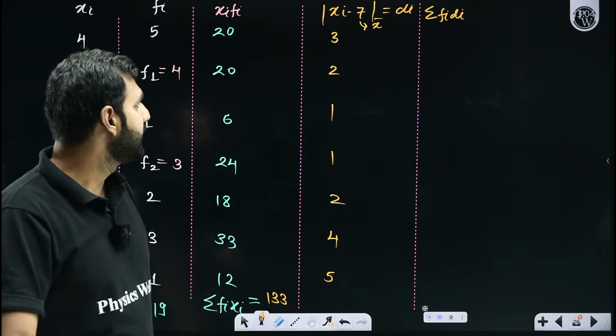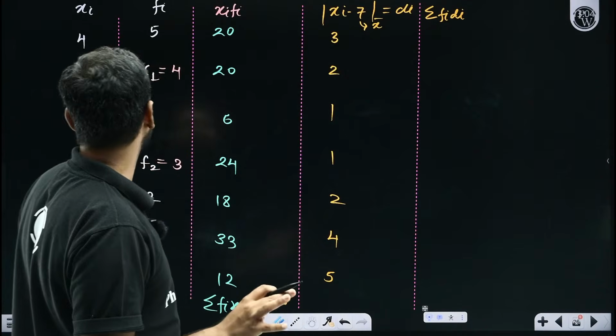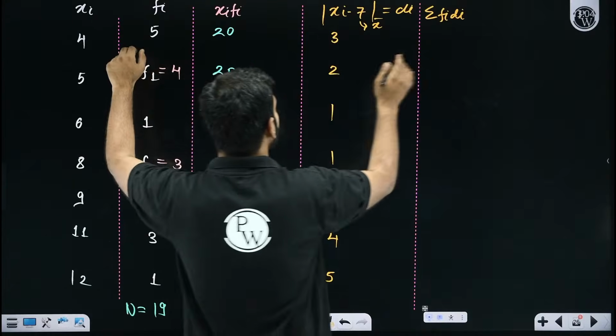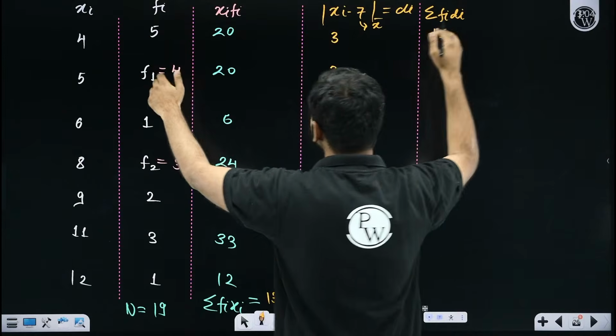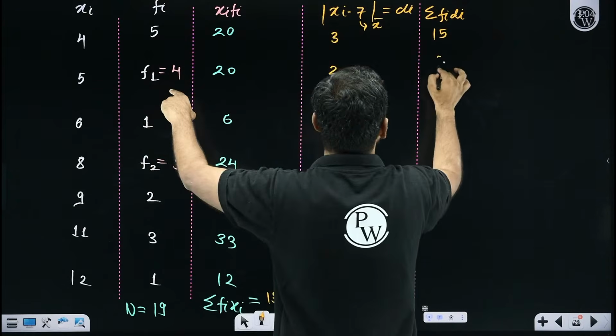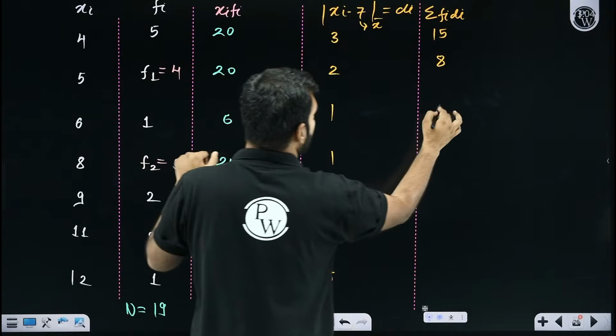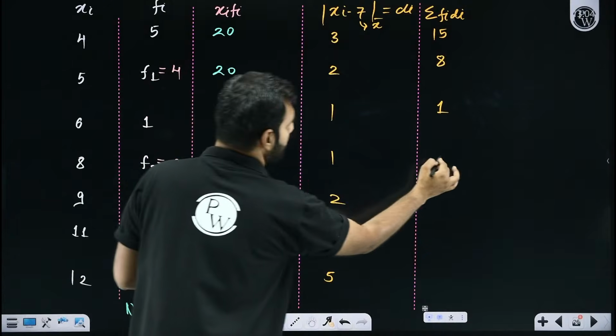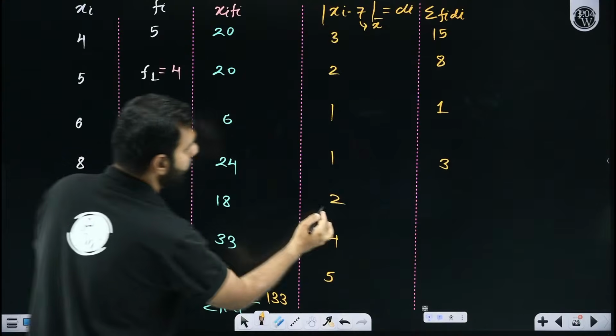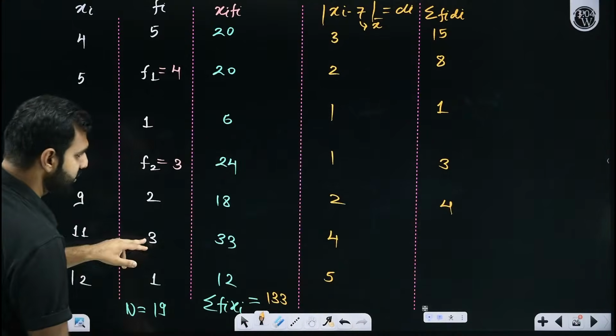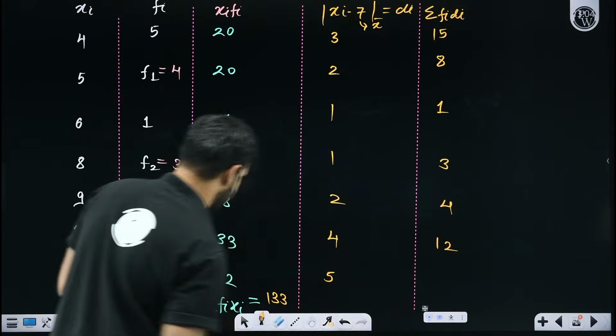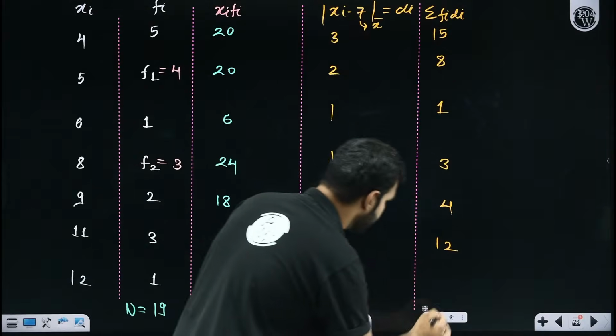Okay, great. So from here, fi di means what? This 5 into 3. Quickly start solving along with me. 5 into 3 is 15. 4 into 2 is 8. 1 into 1 is 1. This 3 into 1 is 3. Then this 2 into 2, that's 4. And then this 3 into 4, that's 12. And then this 5 into 1, that is 5.